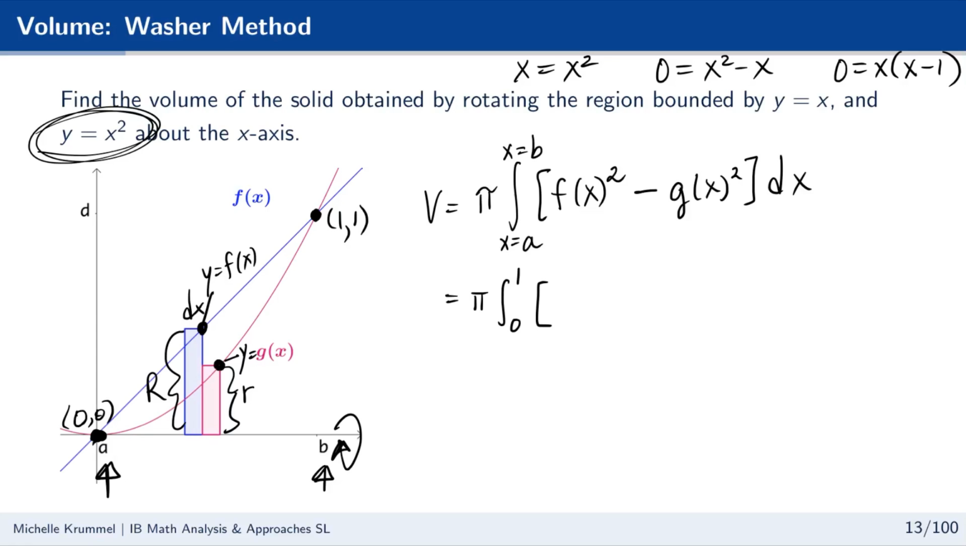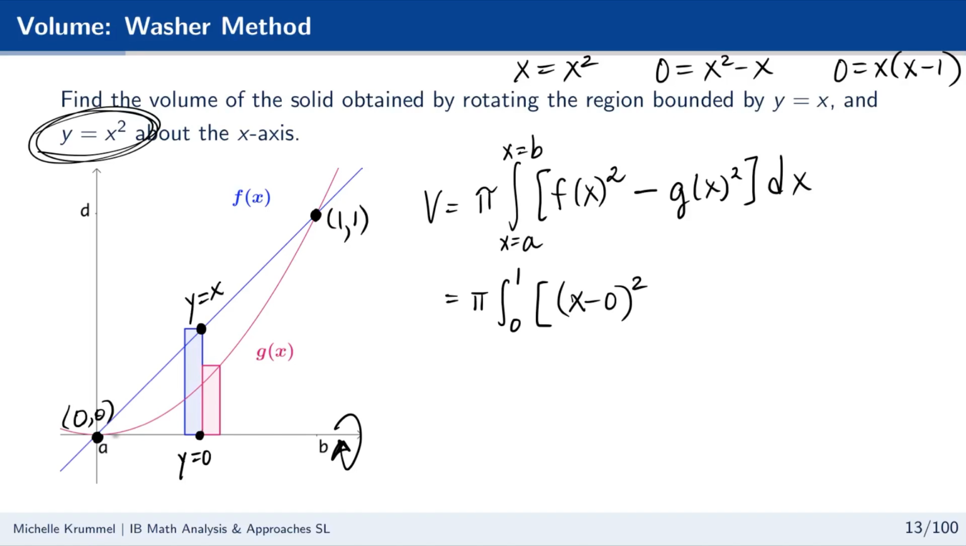Then I need my function f of x. So that's the linear function, just y equals x. Right here, y equals x. Let me clean up this picture a little bit. We got a lot going on here. Okay, so right here, this is y equals x. And at the bottom, right here, we have y equals 0. So top minus bottom, x minus 0, squared. That's my outer radius. That's my capital R. That's my big R squared.